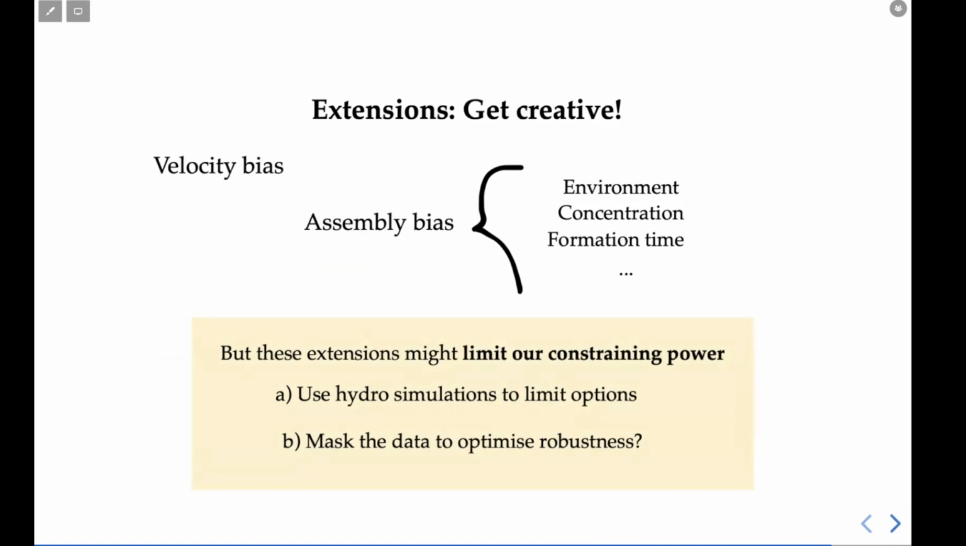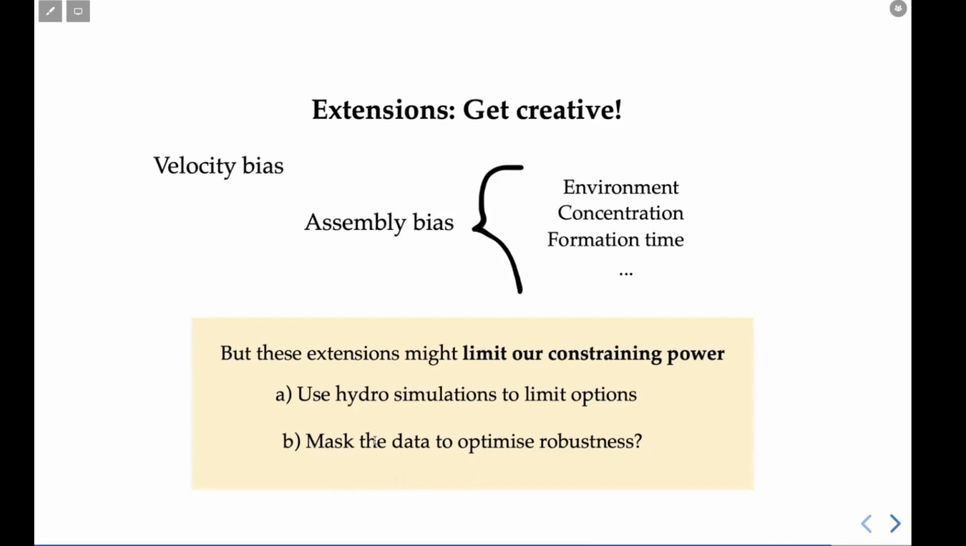So now what can we do? On one hand, we can use hydro simulations to limit our options. We can check what the most plausible scenarios of galaxy formation are using hydro simulations and just be guided by them. Or we could think of ways in which we can match the data to optimize for robustness. For instance, what we've been doing for many, many years in cosmology is just masking out small scales, right? So only analyzing large scale data.